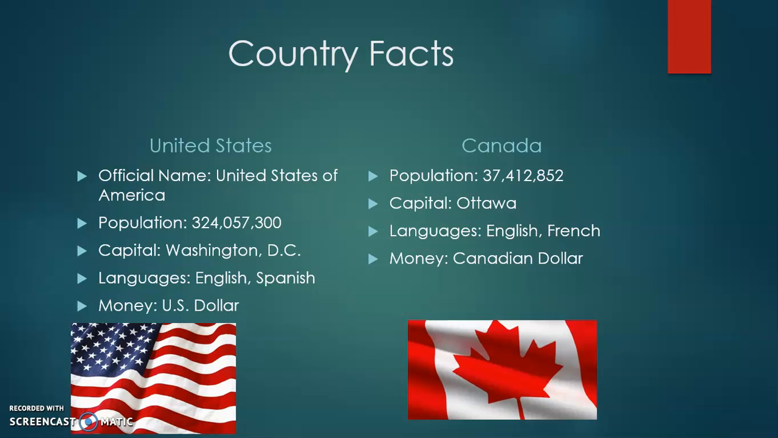The population is roughly 324,057,300. The capital is Washington, D.C. The main spoken languages would include English and Spanish, and their current money is the US dollar.